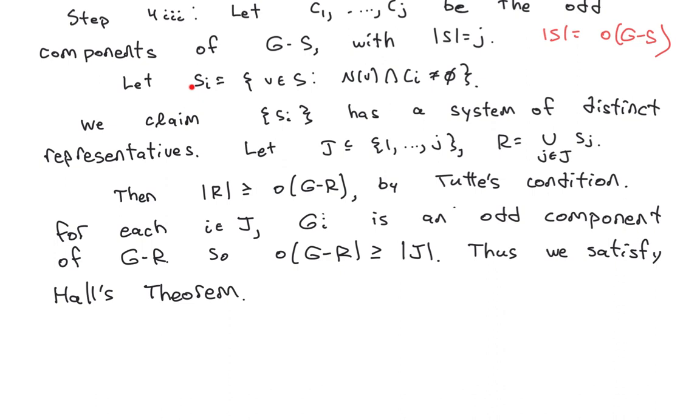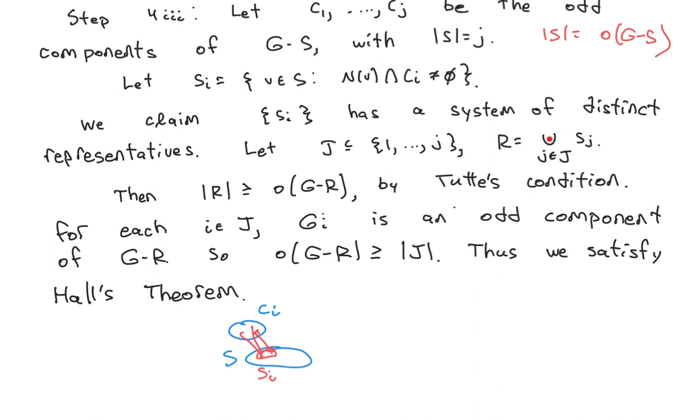For a given i, we're going to let S sub i be those vertices in S such that they have a neighbor in the odd component Ci. So given an odd component Ci, given our S, there's our Si. And so we want to claim that the Si have a system of distinct representatives. That's our conclusion. So we want to show that Hall's theorem holds, which means precisely this condition.